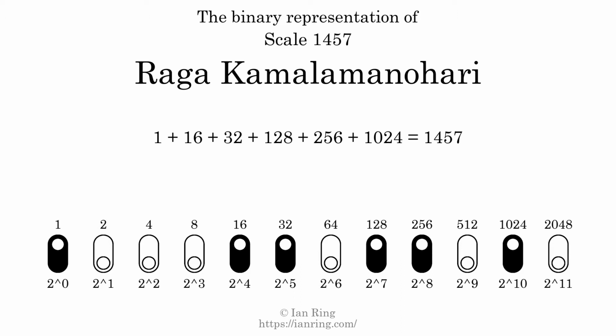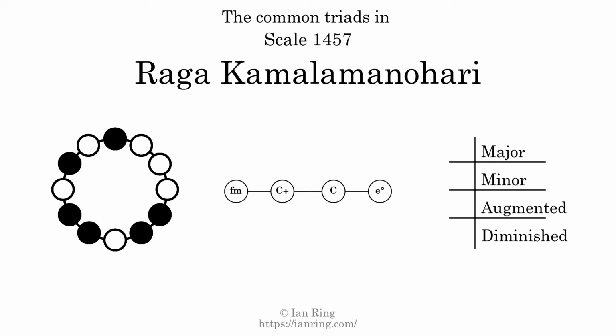1457. The scale number not only enumerates the scale with a unique index, but it also literally describes the tonal content of the scale. Represented as a binary number in base 2, the scale number is 0101101100001. Here are the common triads present in this scale.